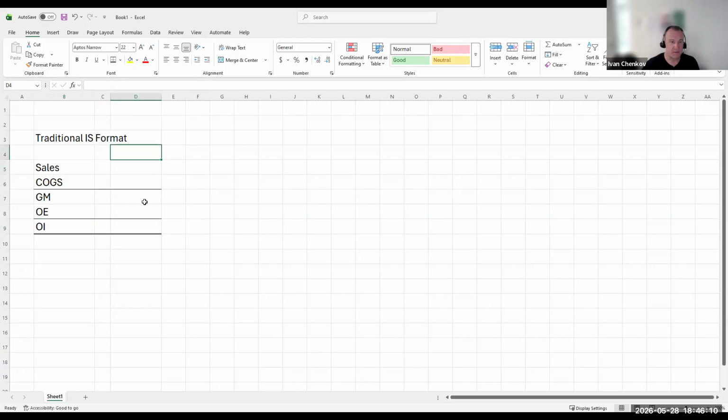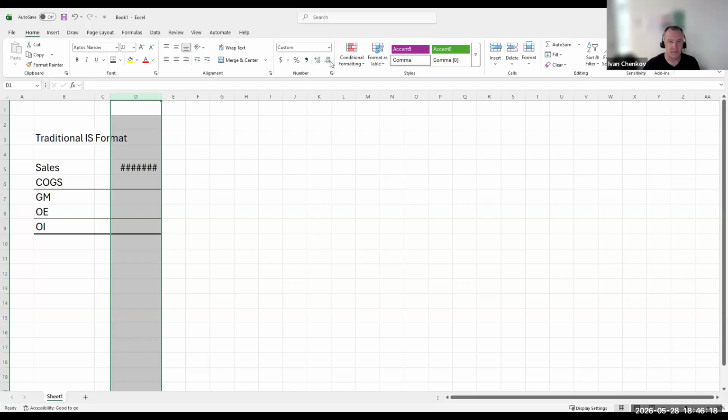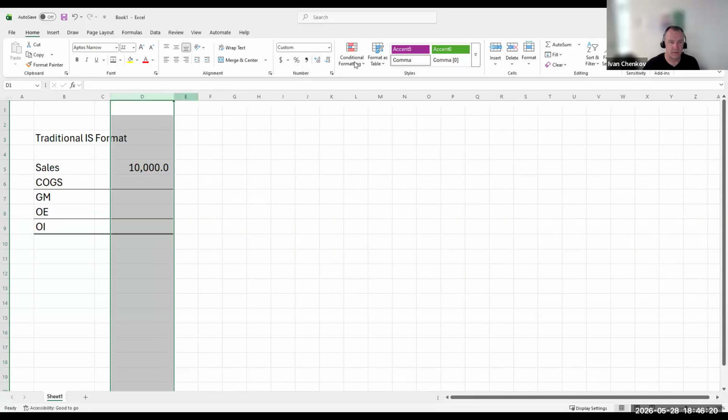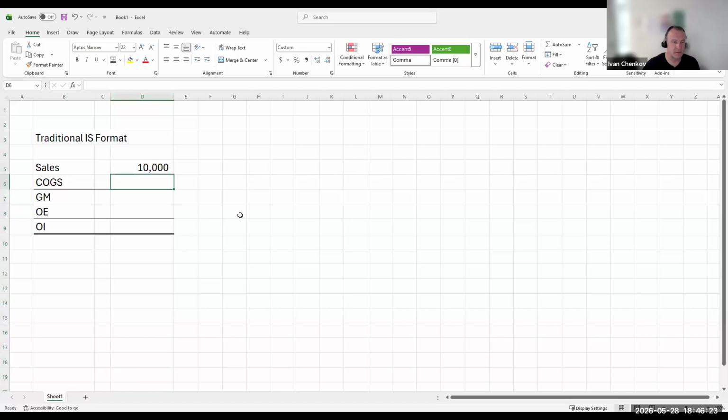So let's say the sales, let's use a simple example, 10,000. Let's put some numbers here and make it like this. So 10,000 is our sales. Cost of goods sold, let's go with 4,000. So the gross margin in this case will be 10 minus 4, it's going to be 6. And operating expenses, let's put another 4,000. So operating income will be the gross margin minus the operating expenses, 2,000.